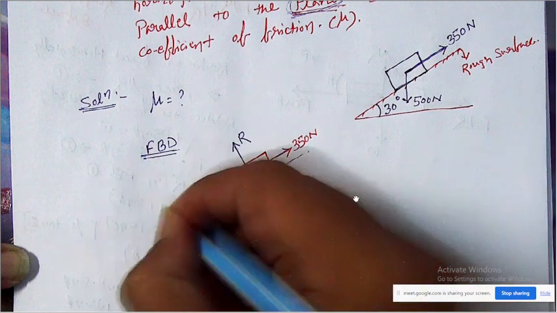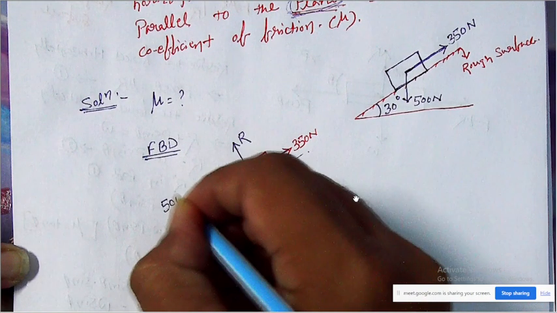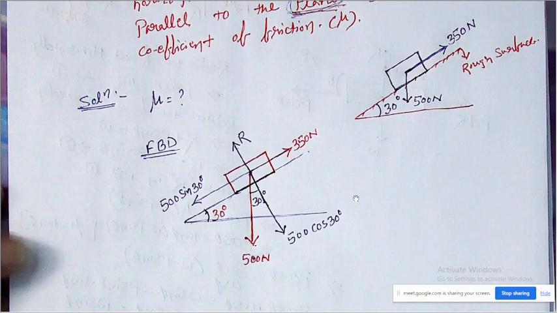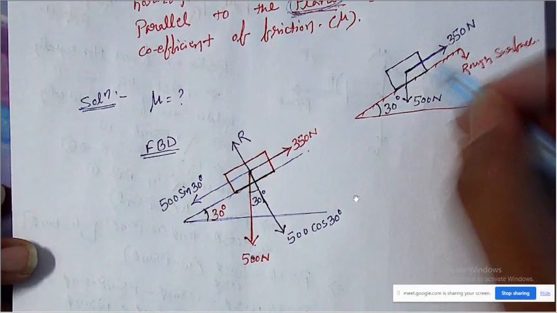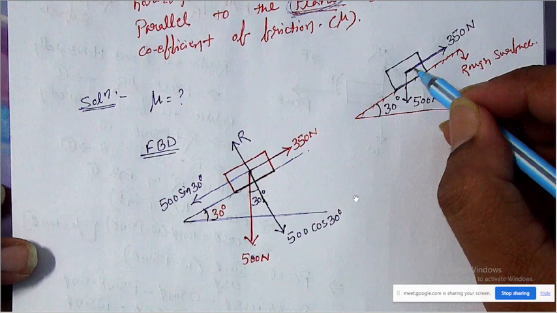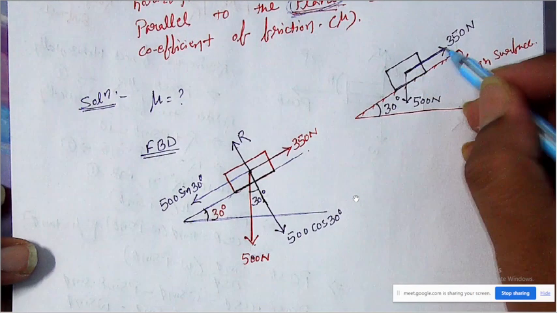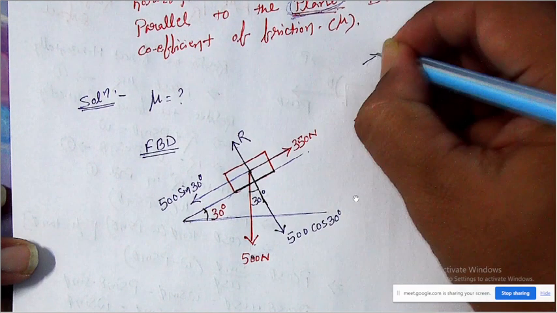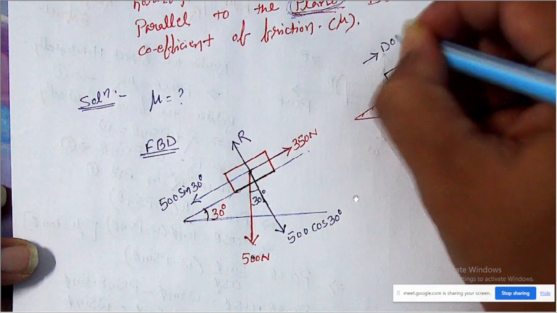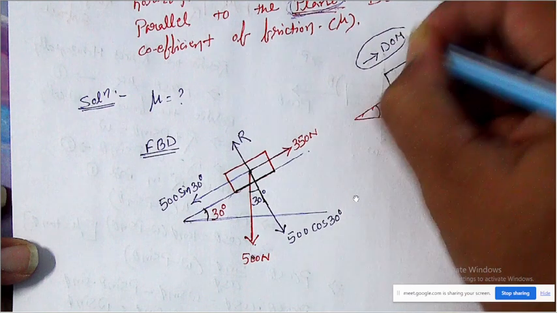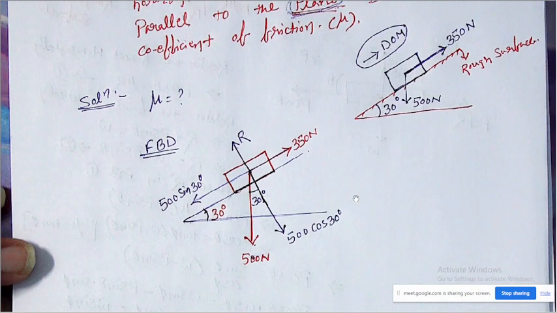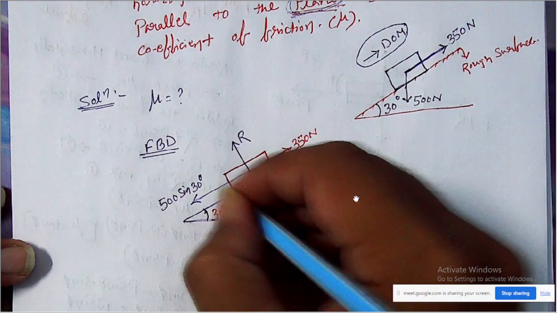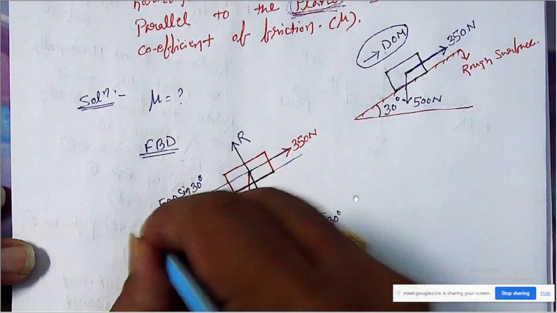cos 30 degree. And this is 500 sin 30 degree. Now this body you are pulling in the up the plane direction. So this is the direction of motion or not? So this is your direction of motion. Just only for reference, I'm writing here. Yes or no? Yes, sir. So the frictional force will be opposite to that.